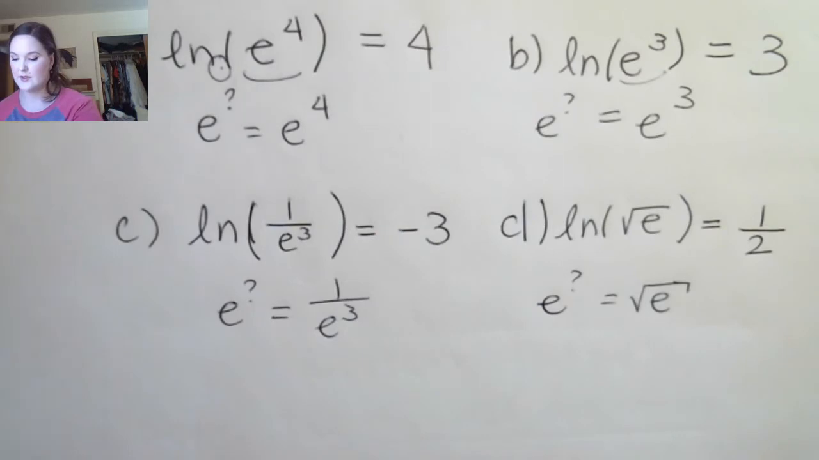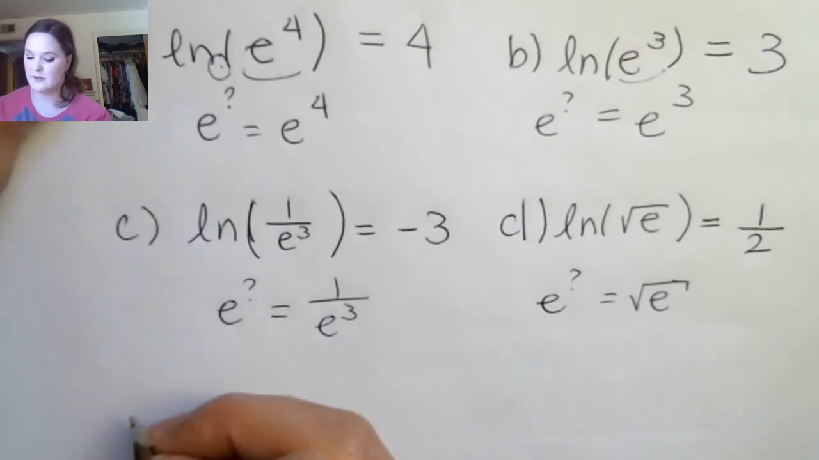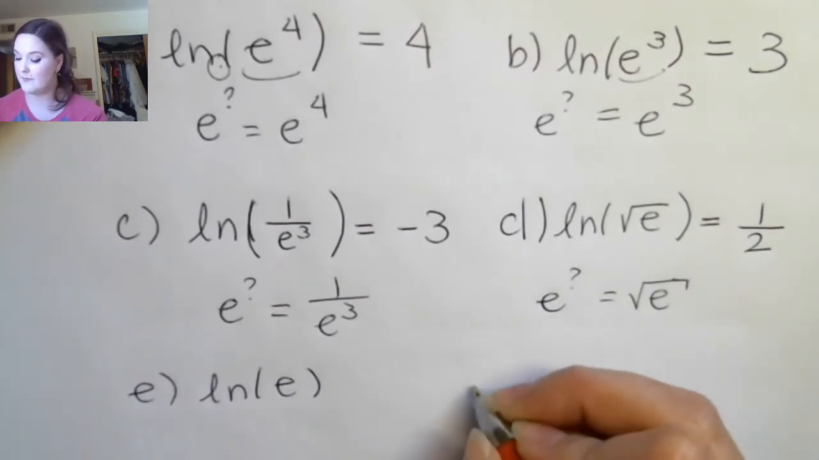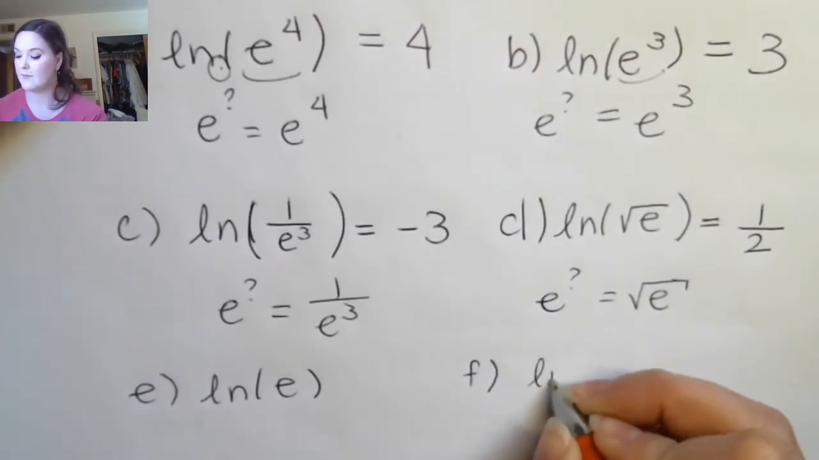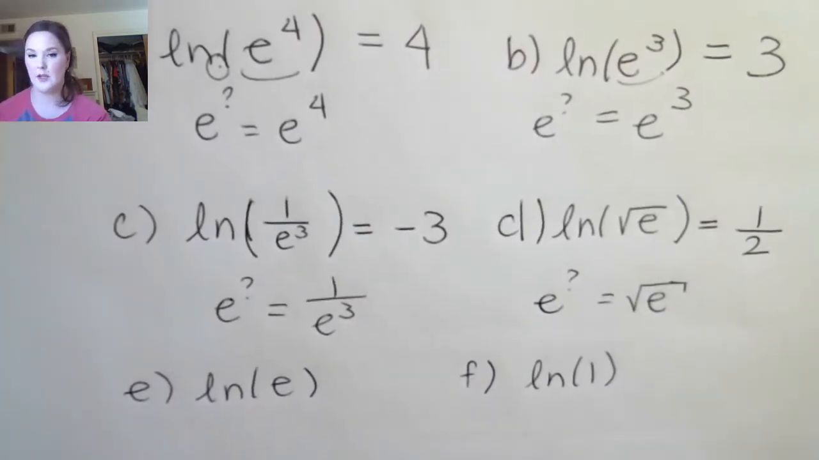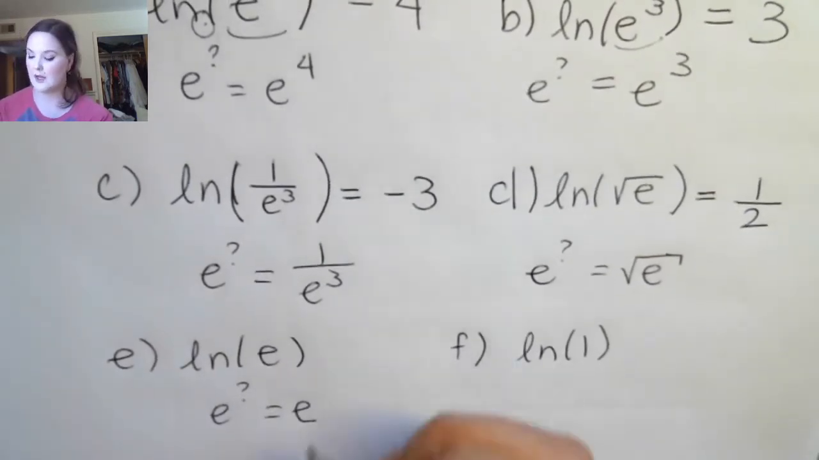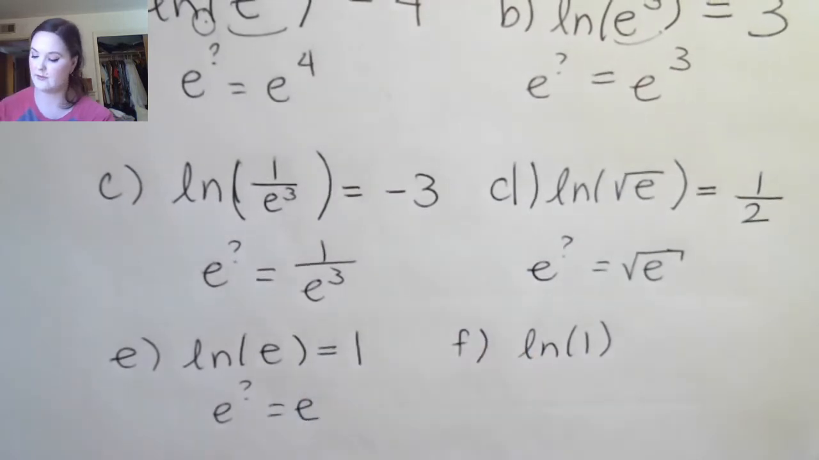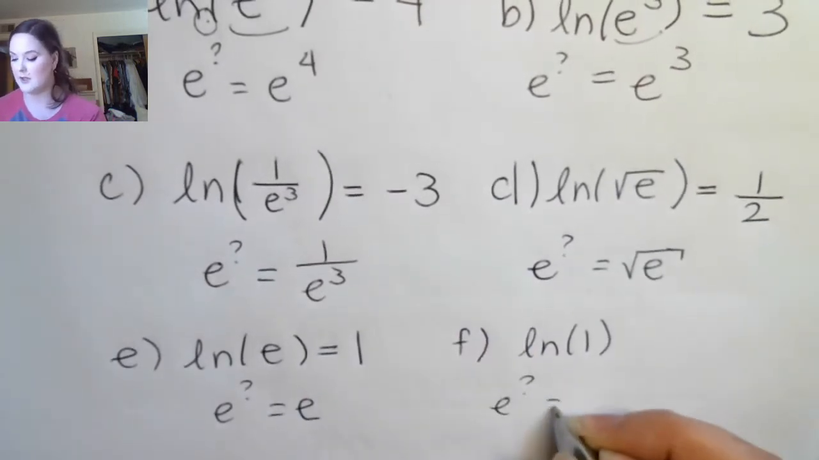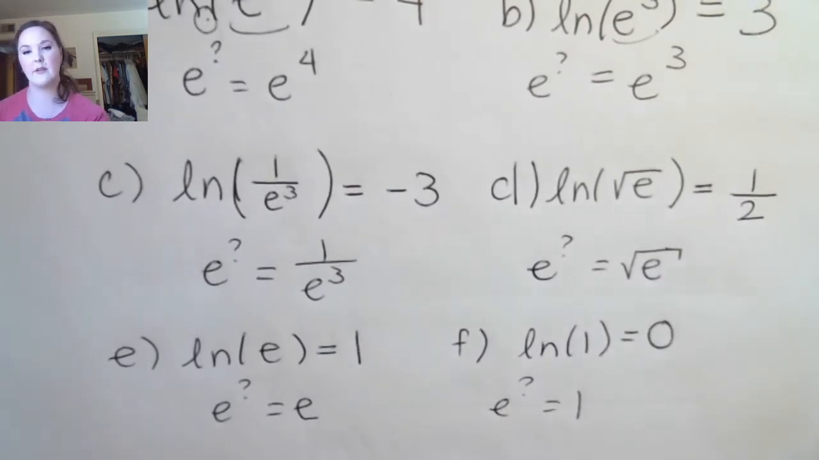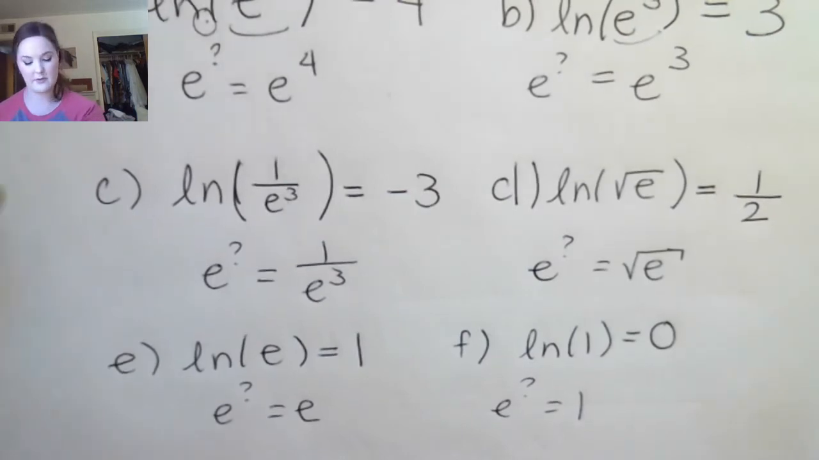Okay, so let's see a couple easier ones that come up all the time. What power of e is e? Well, remember anything to the 1 power is itself. And what power of e is 1? Well, remember anything to the 0 power is 1. These ones come up a lot, so I just wanted to talk about those.